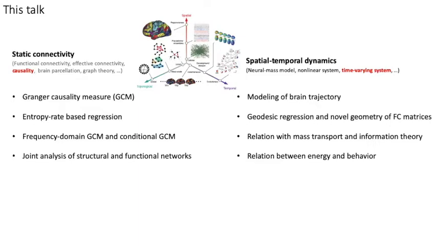For static connectivity, we work on causality analysis, Granger causality analysis, if you have heard this term. Our contribution is a new approach, frequency-domain Granger causality, to understand specific information flow in different frequency bands. Spatial-temporal dynamics uses stochastic optimal control to understand why there are spatial-temporal oscillations in brain networks. That is the first one.